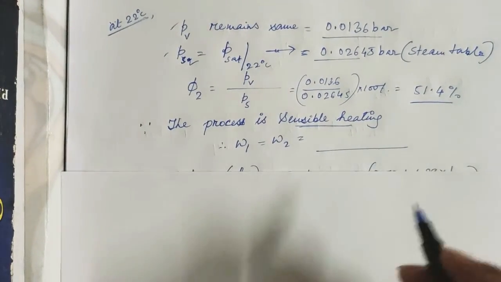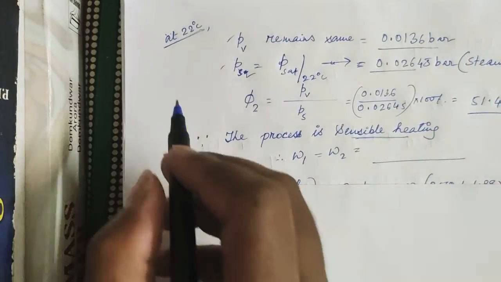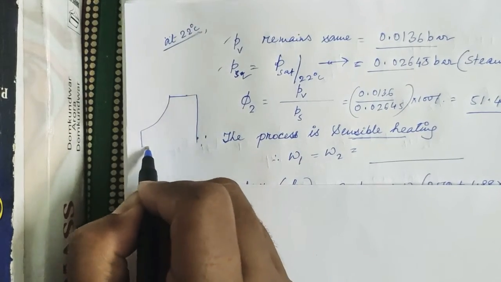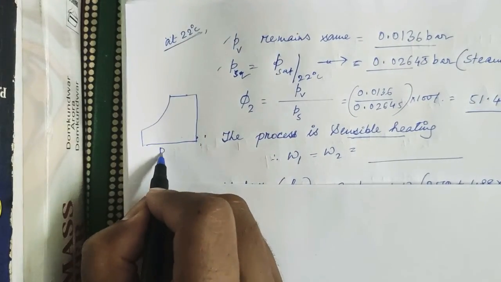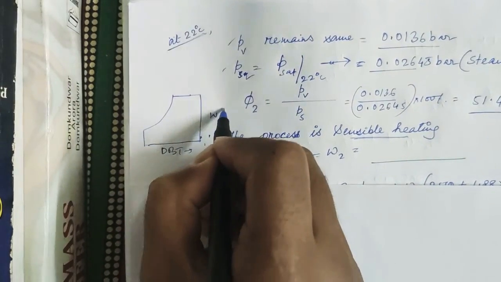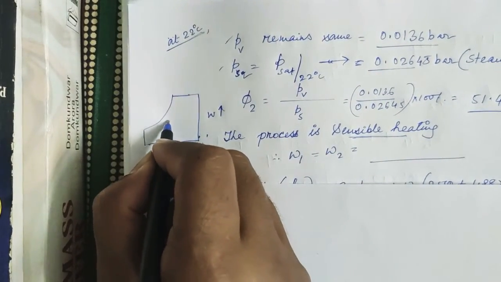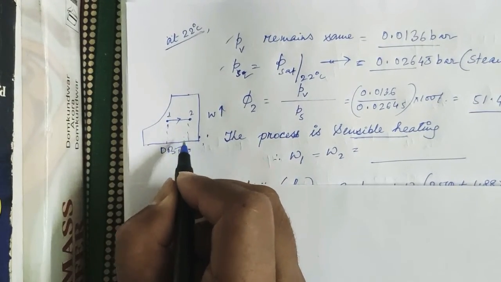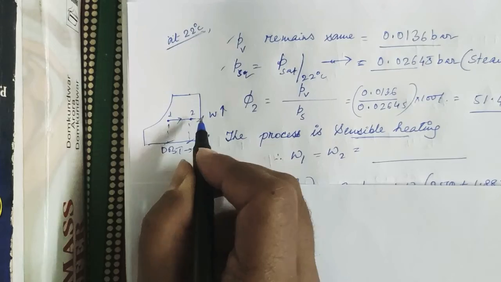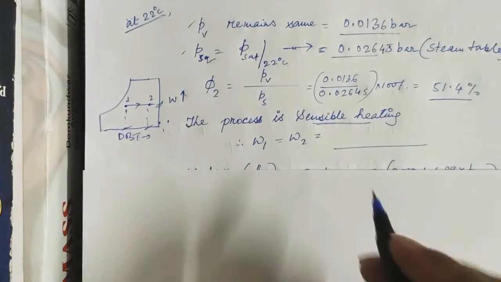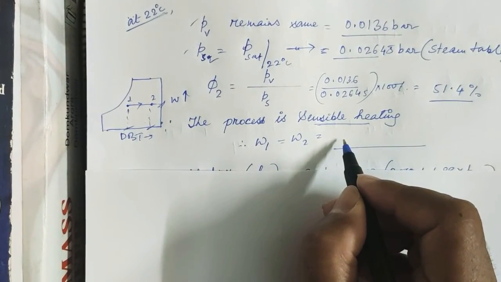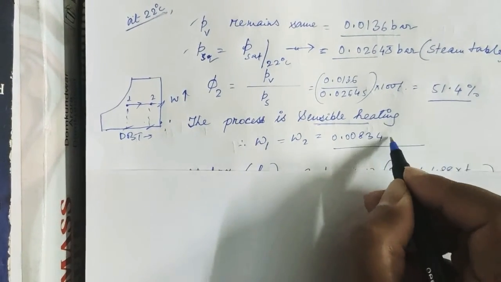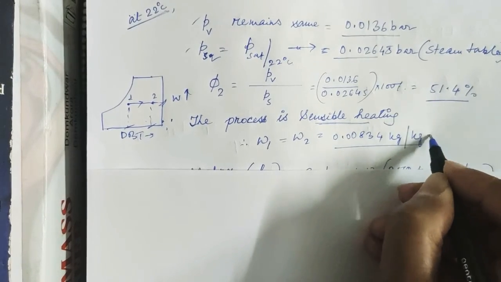Now since the process is sensible heating, there will be no change in the specific humidity value. Why will there be no change in the specific humidity? If we look at the process diagram in the psychrometric chart, this is your dry bulb, this is your specific humidity, process is sensible heating. So initial condition, final condition. See, there is a change only in dry bulb but no change in humidity. So W value remains the same. W value will be 0.00834 kg per kg of dry air.